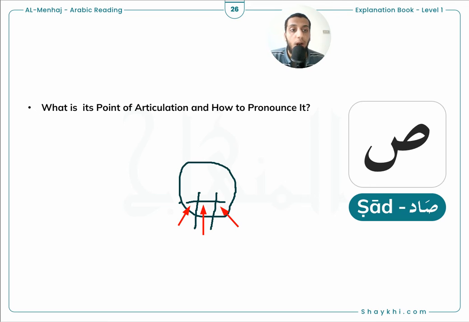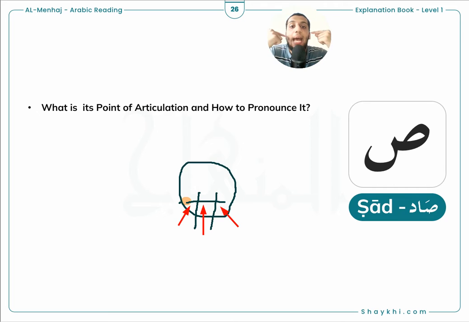We said the first part, the tip of the tongue, which is this part. This is the first part of the top of the tongue. It's called the tip of the tongue. So the tip of the tongue touches the edge of the lower front incisors. The tip of the tongue touches the edge of the lower front incisors.